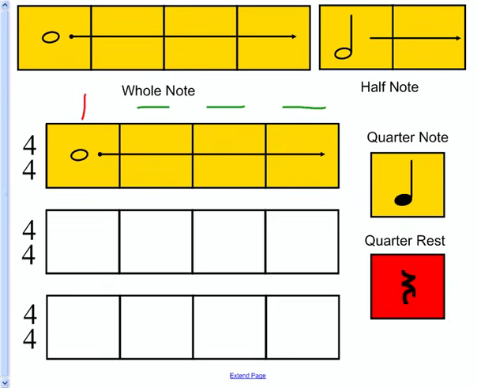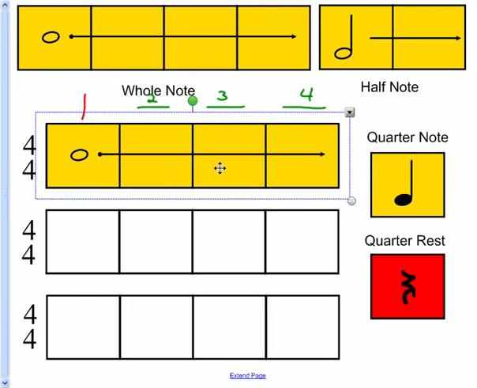Now remember, this takes the place of 2, this takes the place of 3, this takes the place of 4. But you're just holding it out. So it kind of says 1. 4 long beats.